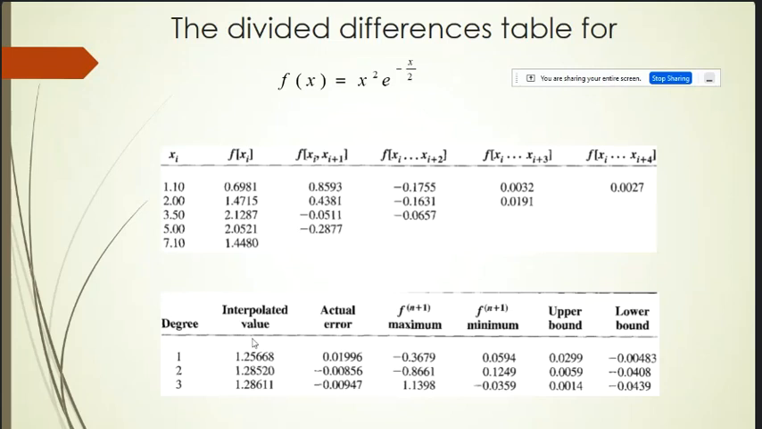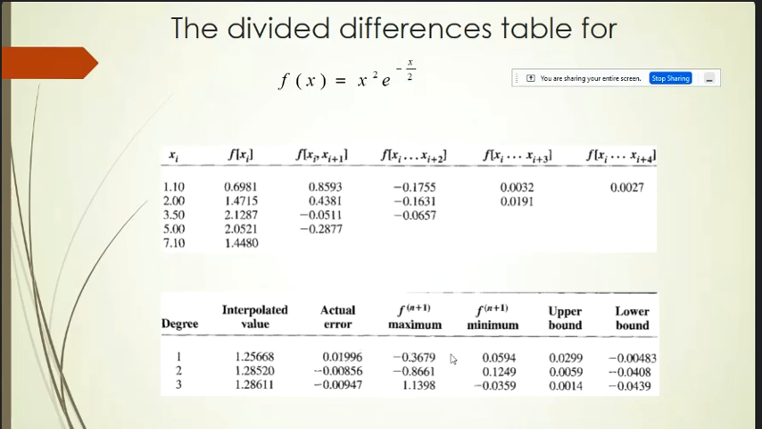For example, we use the interpolation function of degree 1, degree 2, degree 3. We get different interpolated values in the second column. And in the third column, we have actual errors, the difference between the interpolated value and the exact value of this function f at these points.